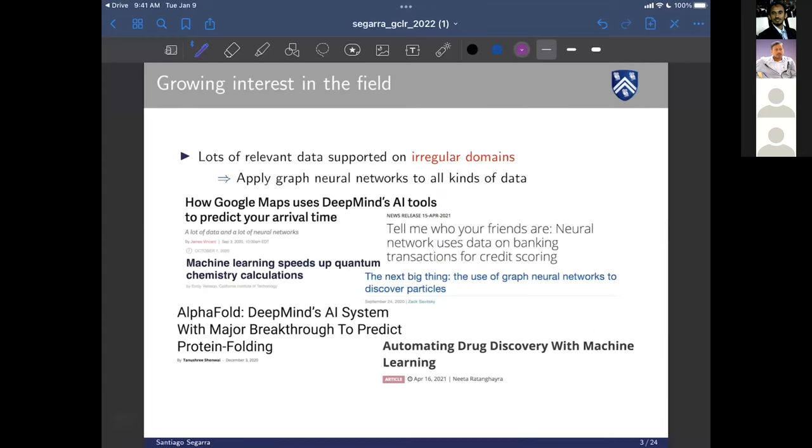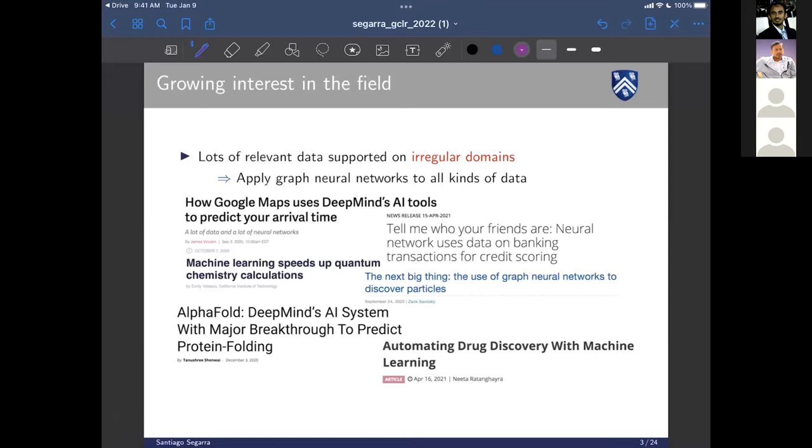GNNs have been applied ubiquitously over many, many different applications over the last couple of years. And the reason for that is that there is a lot of data that can be effectively modeled as irregular domains. Instead of being regular domains like audio, images and video, for a lot of data the domain is indeed irregular, and we can leverage the expressive structure of graphs to represent the data.